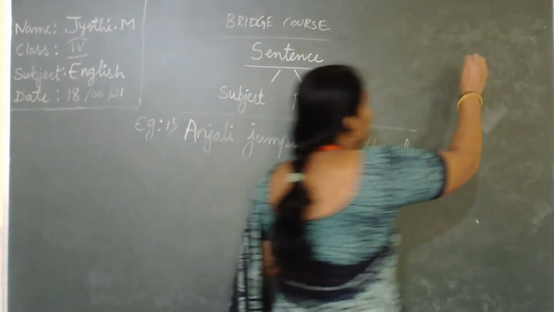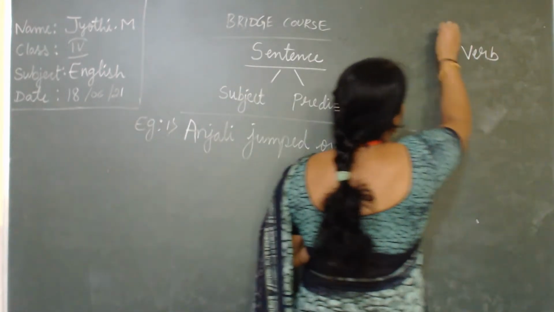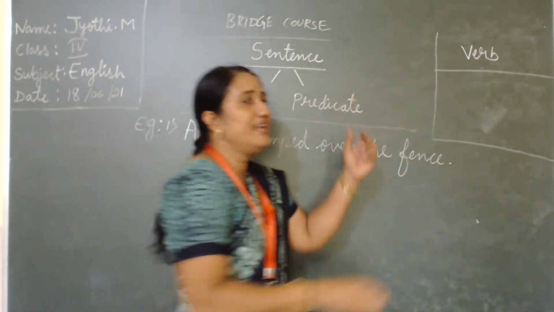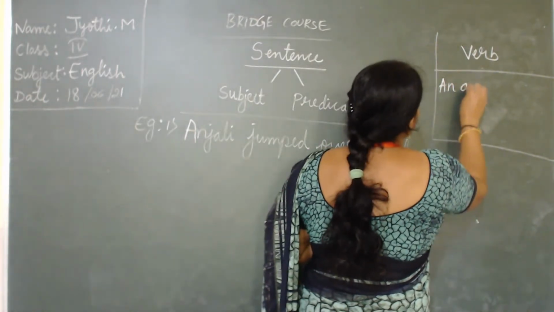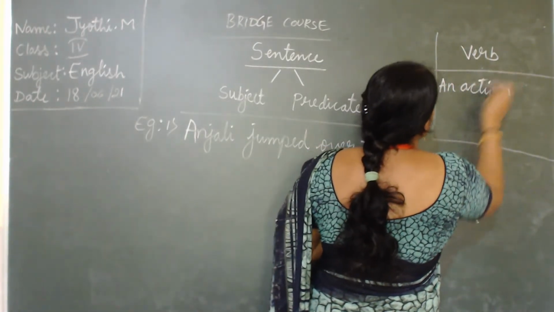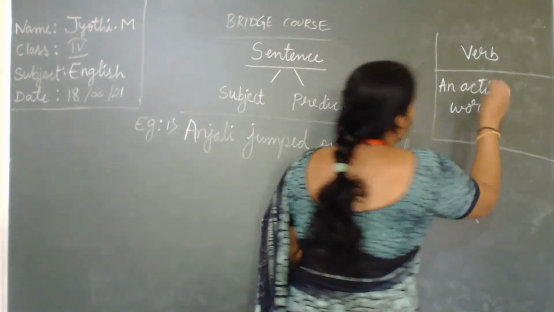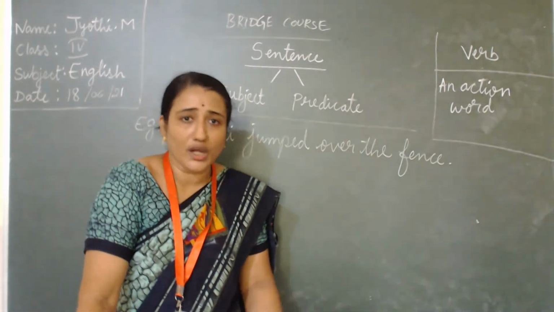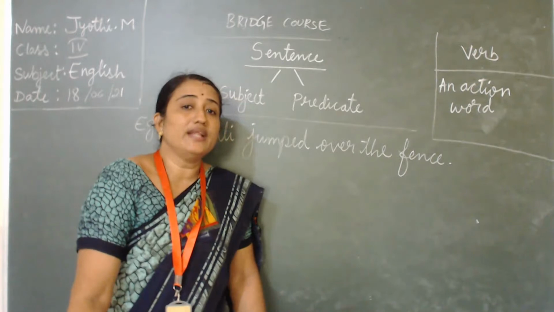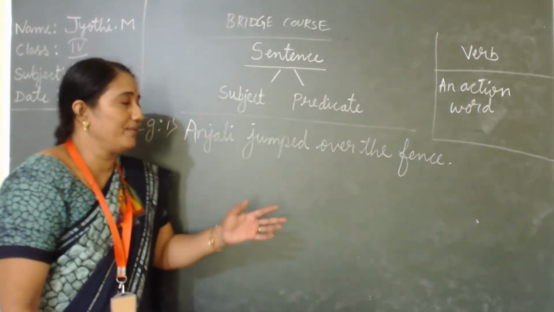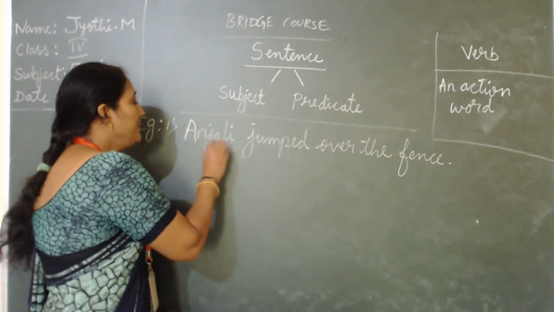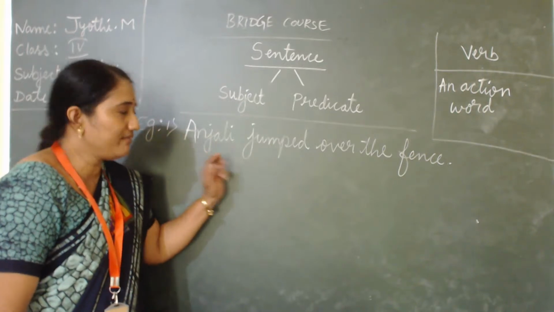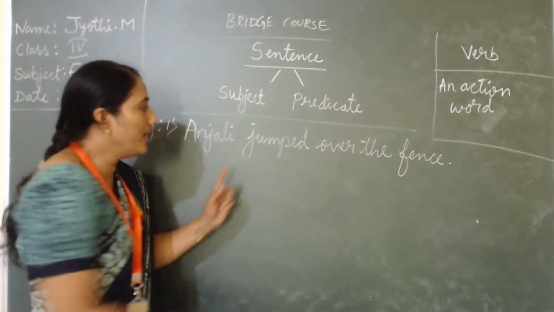What is a verb? You know, children? It is one of the parts of speech which you learned in your previous standard also. Verb means an action word. Whatever action you do, like sitting, standing, writing, jumping, walking, talking, the action you are doing is called a verb. Here in this sentence, Anjali is a noun, the name of a girl, the name of a person. Jumped is the verb.